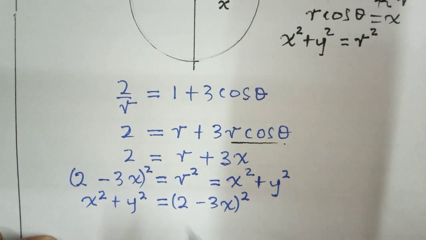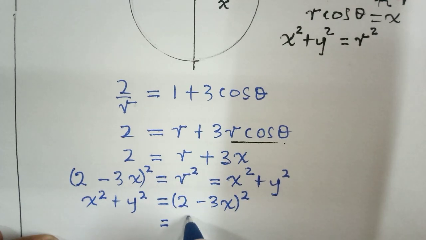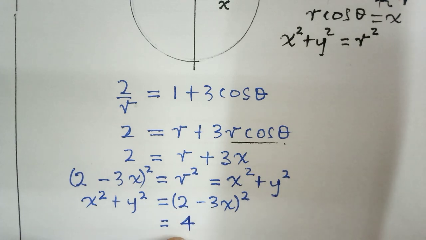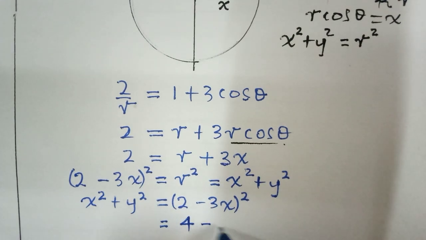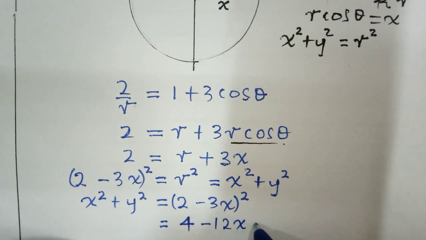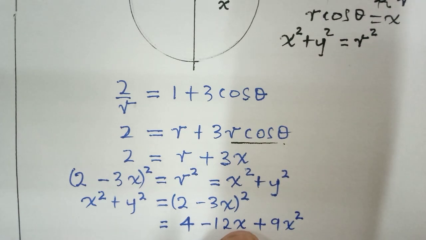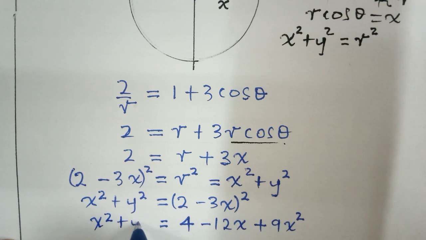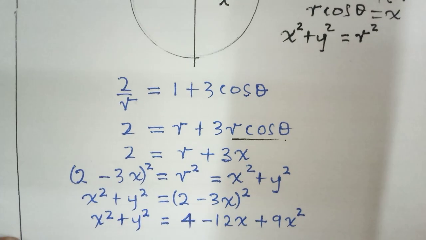So now we are at that point. Let's now expand this, guys. If we expand this, we are going to have first of all 4, then minus 6x, again minus 6x. That will give us minus 12x. And finally, guys, we shall have plus 9x squared. Try to expand and see whether you will get that, guys. And here we have x squared plus y squared, like that.